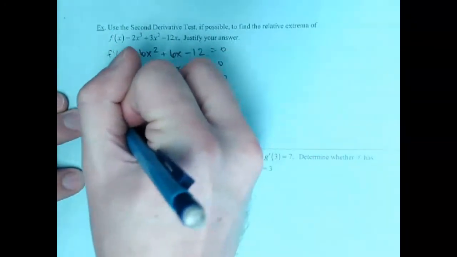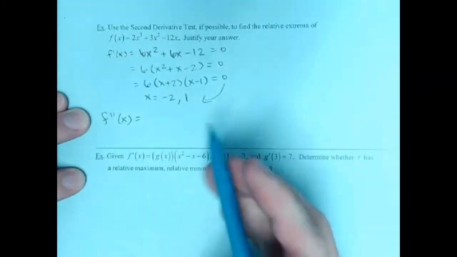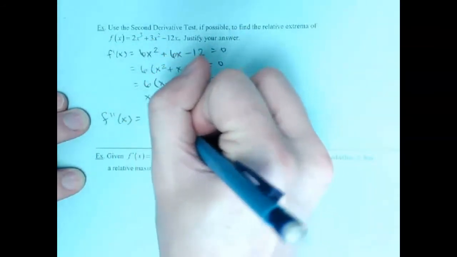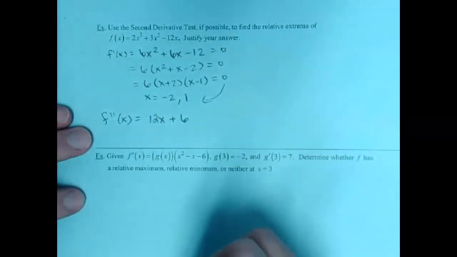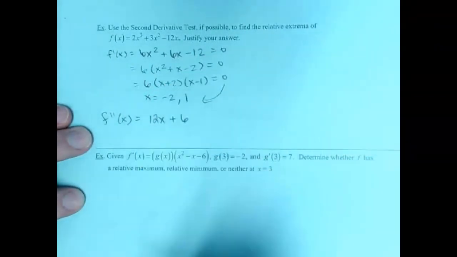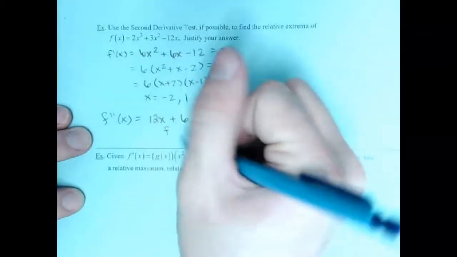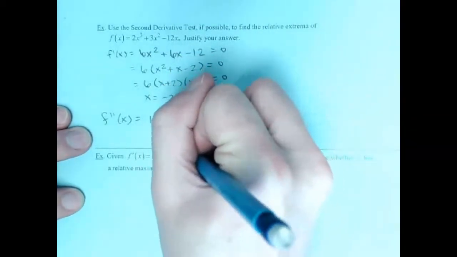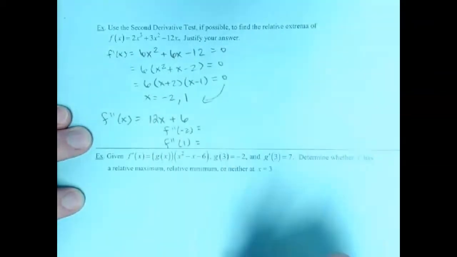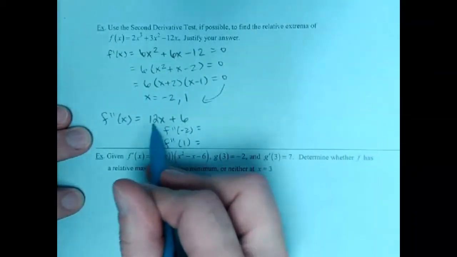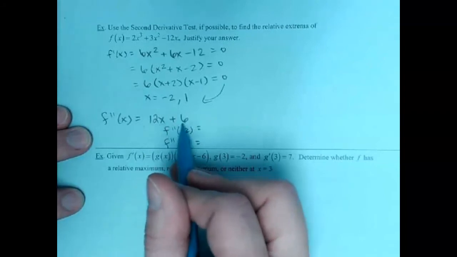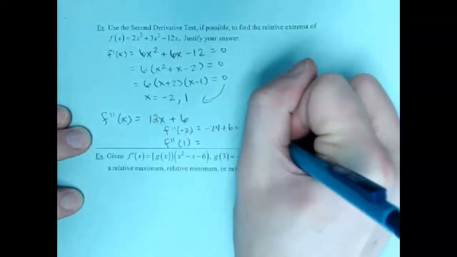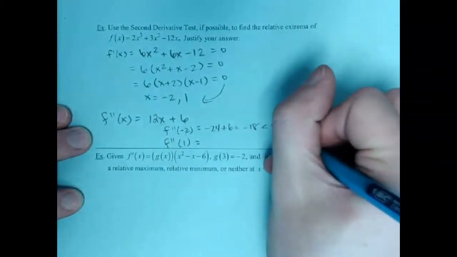So next thing, let's go take this second derivative. Let's come back up here. You'd have 12x plus 6. And then we'll take these 2 critical points, plug them in, see what happens. So the second derivative when I plug in negative 2, and the second derivative when I plug in 1. Let's see, so that would be negative 24 plus 6. That would be negative 18. You don't care about the 18, only that it's negative.